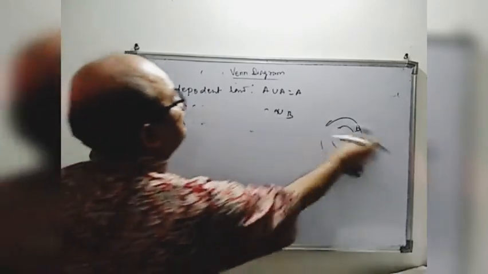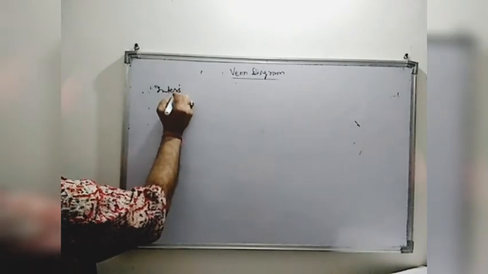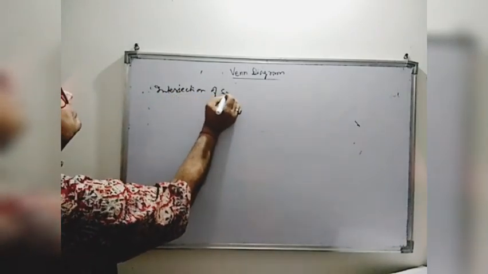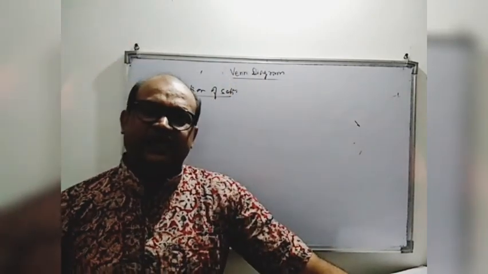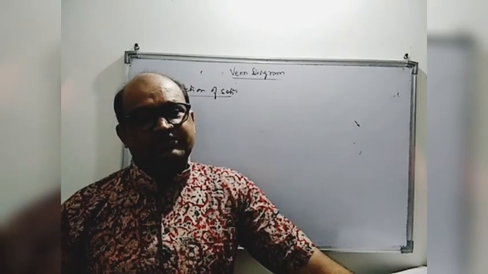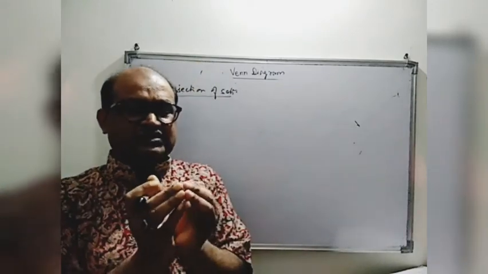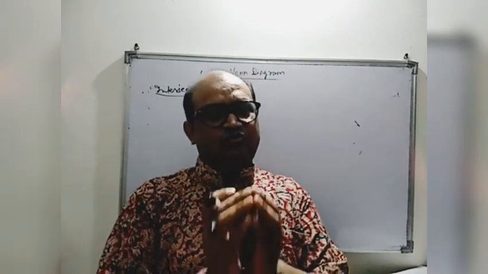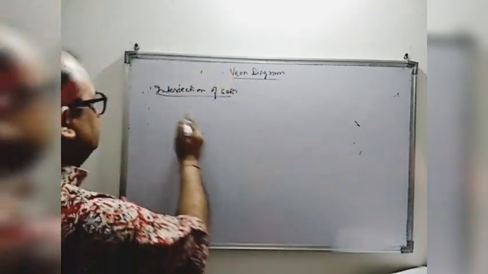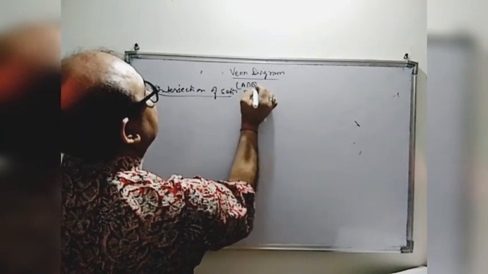Now intersection of sets. This was the union of sets. Now we'll start with the intersection of two sets. Suppose A and B are two sets. Then the intersection of sets A and B is the set of all elements which belong to both A and B. This is written as A intersection B.